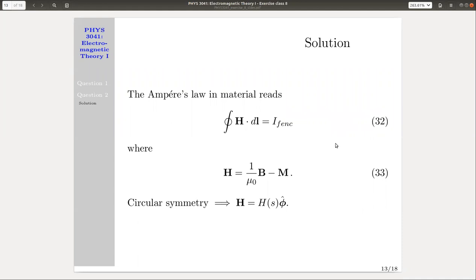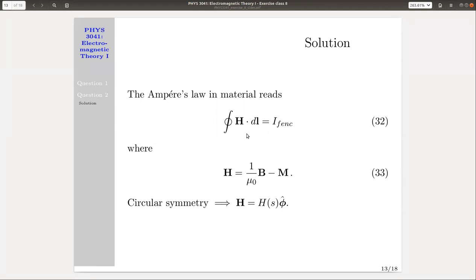So this is Ampere's law in material, where the line integral of the H field is equal to the free current that is enclosed in that current loop. And the H field, by definition, is just the magnetic field over mu naught minus the magnetization. Because in that system we have a circular symmetry, that's why we will start with Ampere's law.